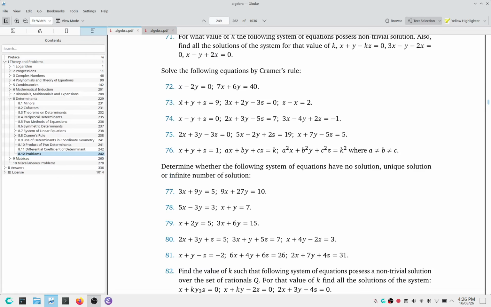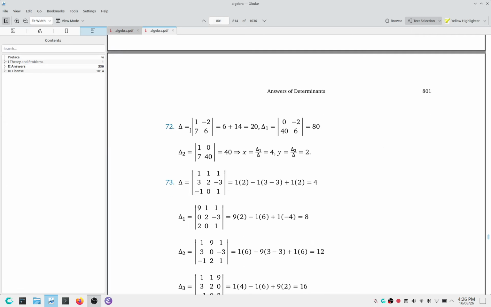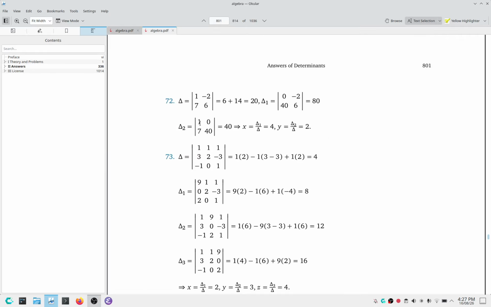Now we have to solve some equations by Cramer's rule. First is x minus 2y is equal to 0. Second is 7x plus 6y is equal to 40. So our delta is the determinant 1, minus 2, 7, 6. That is 6 plus 14, 20. And delta 1 would be 80. Delta 2 would be 1, 0, 7, 40. That is 40. x is equal to delta 1 upon delta, that is 4, and y is equal to delta 2 upon delta, that is 2.